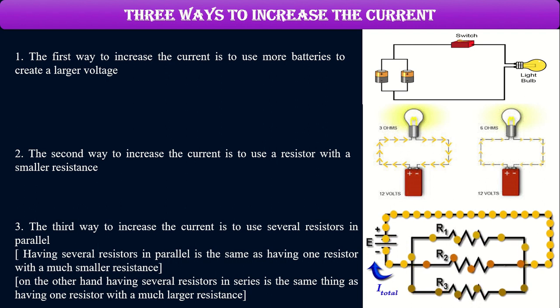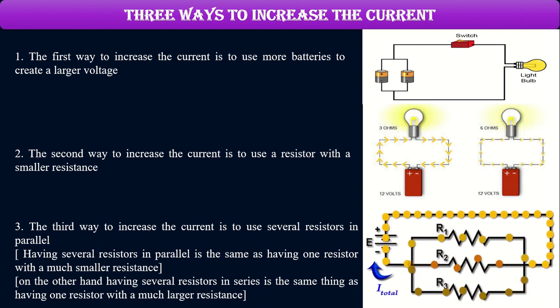Having several resistors in parallel is the same as having one resistor with much smaller resistance. So the total resistance will be less than R1, R2 and R3. That is, it will divide. If it is connected in parallel, the resistance will be divided among each path. So if it is connected in parallel, the resistance will become low.